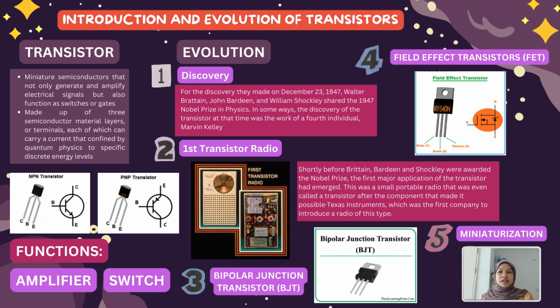Transistors function as amplifiers, turning a small input of current into a larger output. As a switch, it can be in one of two states, either on or off. Next, in evolution, there are 5 flows.